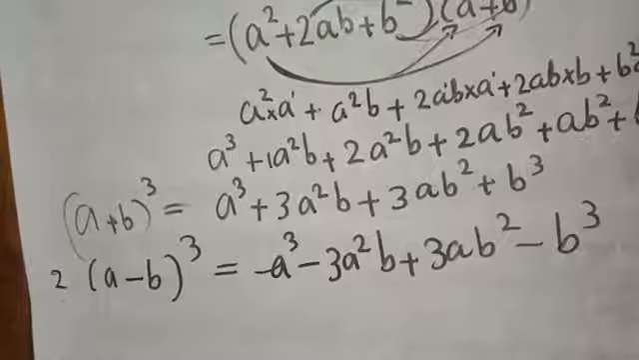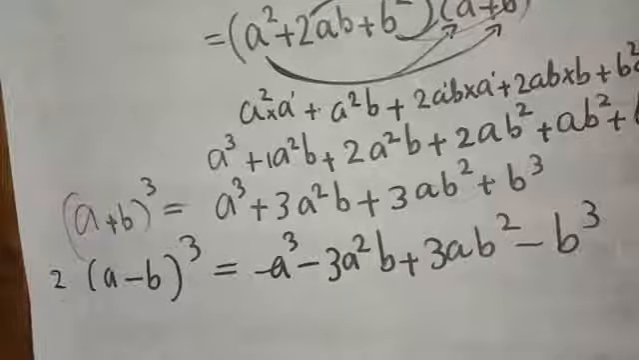Okay, so these are the two identities, cubes of binomials. First one, a plus b the whole cube is equal to a cube plus 3a square b plus 3ab square plus b cube. And second one is a minus b the whole cube, which is equal to a cube minus 3a square b plus 3ab square minus b cube. Okay.